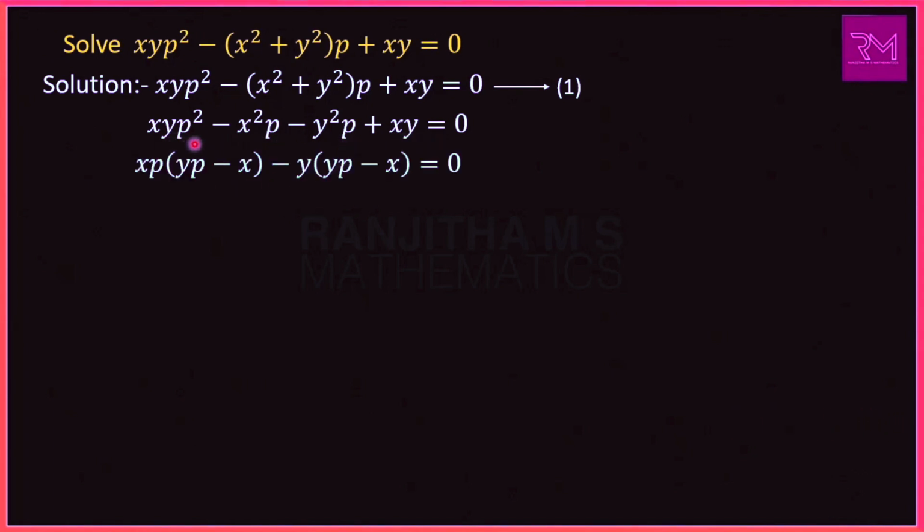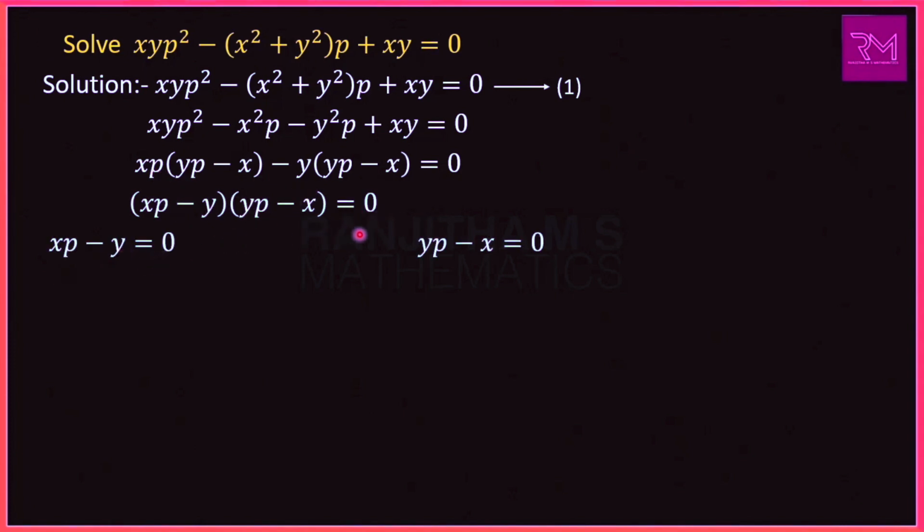We get here xp, if we take as common, remaining is y into p minus x. If we take minus y as common, remaining is y into p. Here we have positive sign. To obtain this positive sign, we have to apply minus sign, that is minus into minus plus. Remaining is x. Here if we multiply these two values, we get plus x into y which is equal to 0. Here also yp minus x, here also yp minus x. If we take as common, we get xp minus y into yp minus x which is equal to 0. If we equate these two values to 0, we get xp minus y which is equal to 0 and yp minus x which is equal to 0.